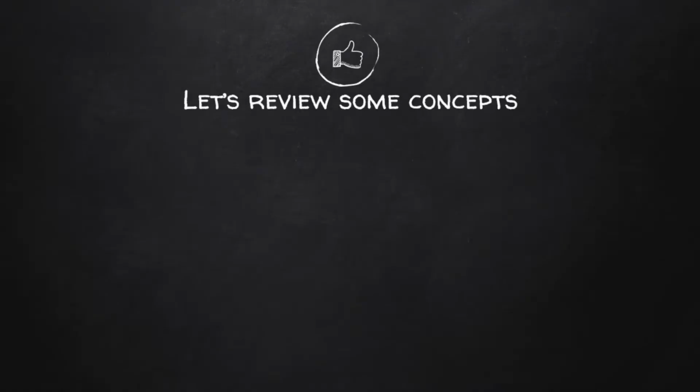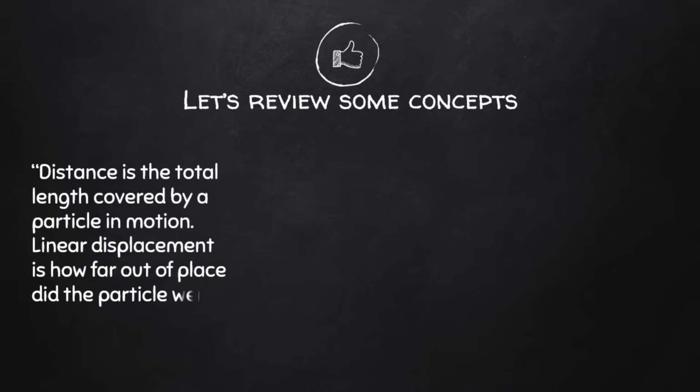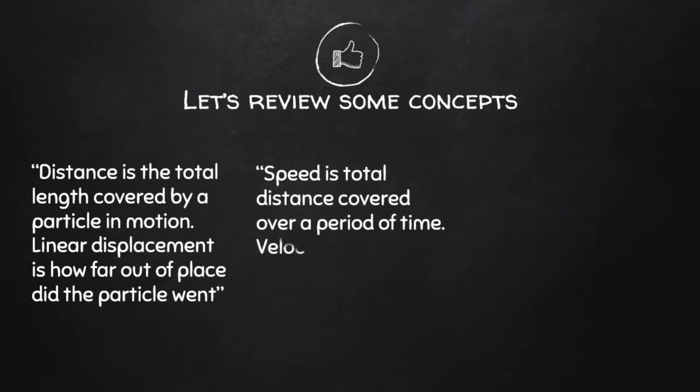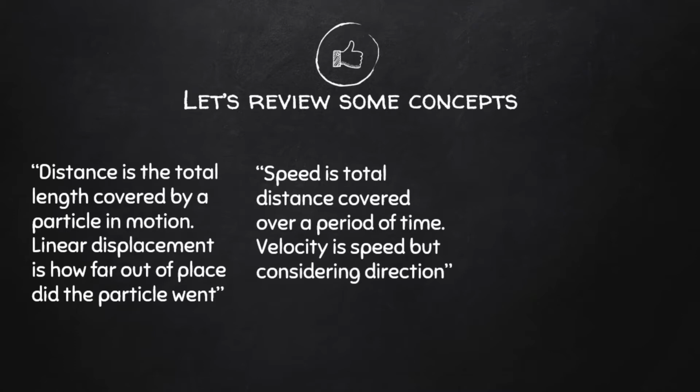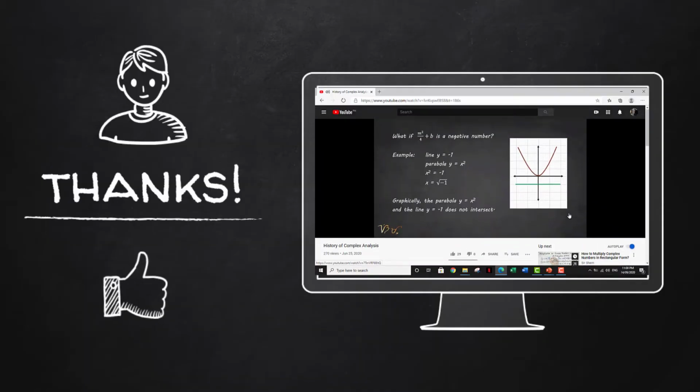As a summary, distance is a scalar quantity which is equal to the total length covered by a particle in motion. Linear displacement, a vector quantity, is how far out of place the particle went. The scalar quantity speed is the total distance covered over a period of time, while velocity is equal to the speed but considering direction. That is why it is a vector quantity. And lastly, linear acceleration measures the time rate of change of velocity, and that is why it is also a vector quantity. Thanks for watching.